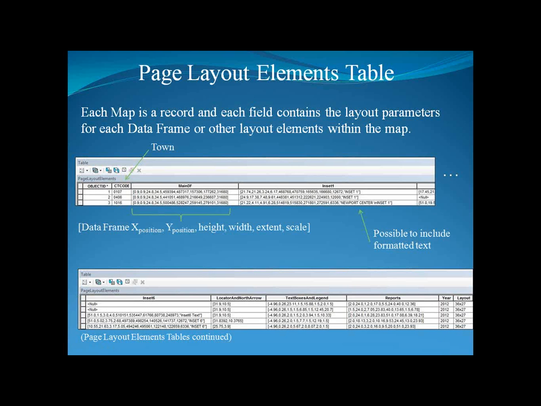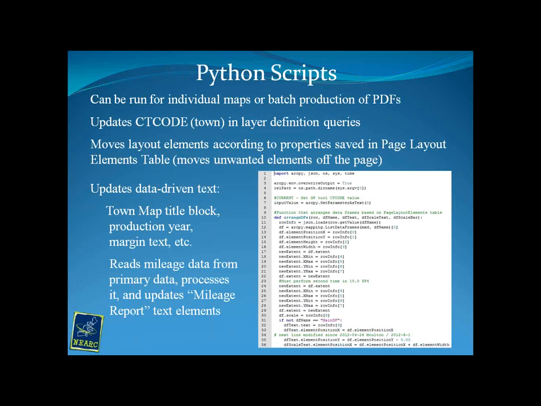And the 36 by 27 inches is our standard map size, although there are other sizes. So we've seen the template, we've seen the page layout elements table that keeps track of all the differences in layouts for each town, and then the force behind the mapping system are these Python scripts that Jeff Barrett developed for us. And what we can do with these scripts is run them to produce individual maps or batches of maps.